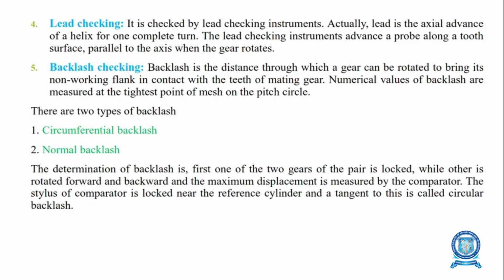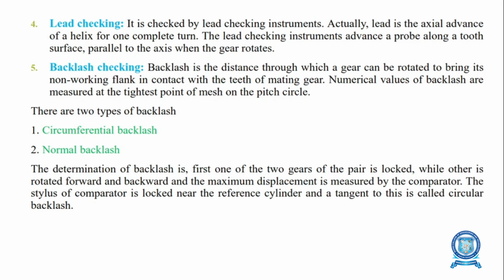The next one is lead checking. It is checked by lead checking instruments. Lead is the axial advance of the helical or worm thread per turn. The control of the thread lead is necessary to ensure adequate contact across the face width. Lead is the axial advance of the helix for one complete turn. The lead checking instruments advance a probe along a tooth surface parallel to the axis when the gear rotates.